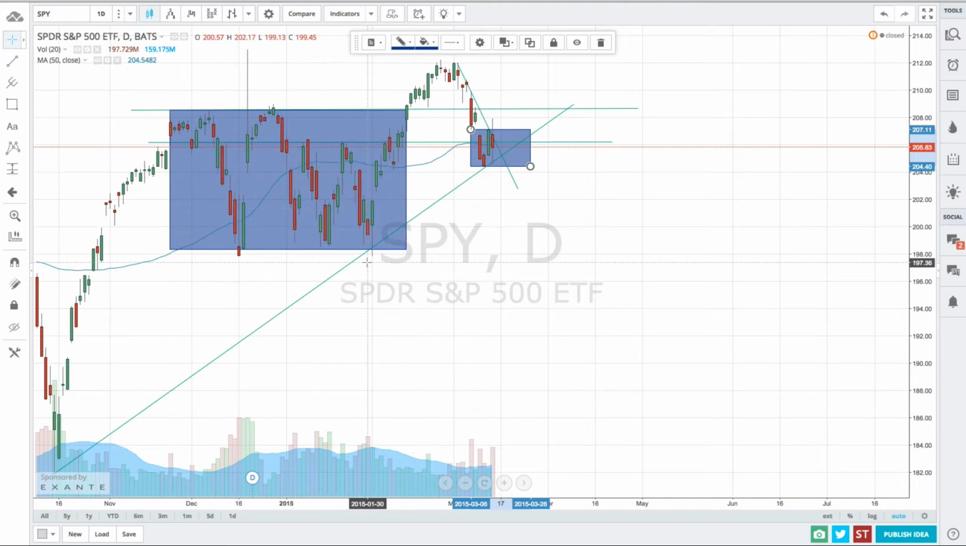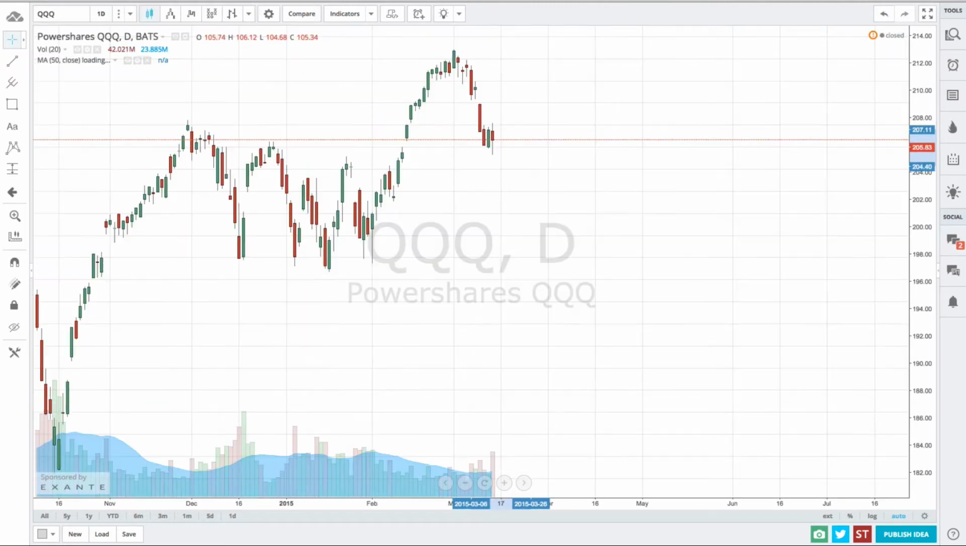I like this trend line, and I like the fact that we're consolidating now. What I'd like to see on either Monday or Tuesday is a break over 207. So that was the SPY. Let's go over and look at the Qs.